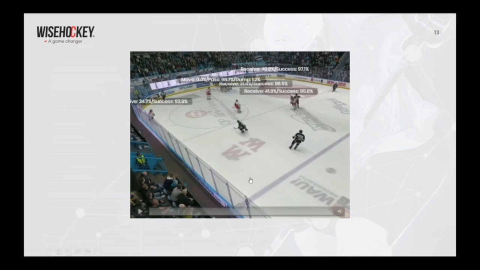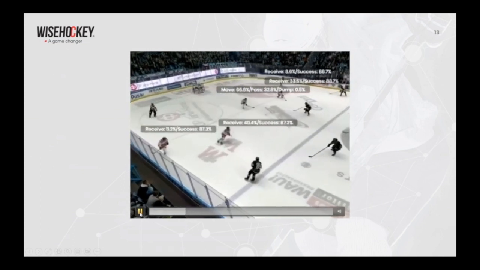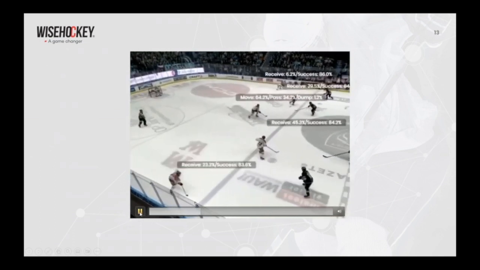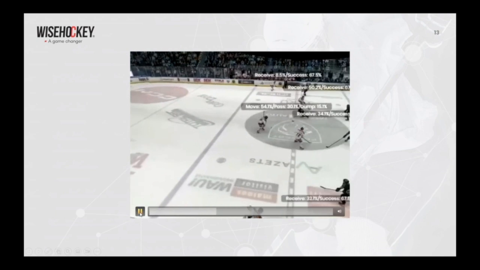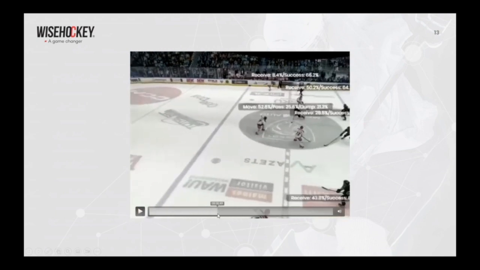Now here, pretty much all players are viable passing targets at this moment, but as the player approaches the neutral zone and the opponent sets up the trap, the success probability for each player decreases and the probability to dump the puck in increases, and the player eventually dumps the puck in at around 20% chance to dump.